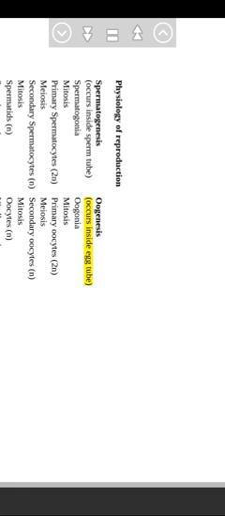Occurs inside egg tube. Spermatogonia, oogonia. Mitosis. Primary spermatocytes 2N, primary oocytes 2N. Meiosis. Secondary spermatocytes N, secondary oocytes N. Mitosis. Spermatids N, oocytes N. Spermiogenesis, vitellogenesis. Sperms N, ovum N.